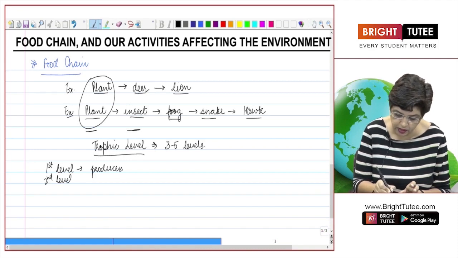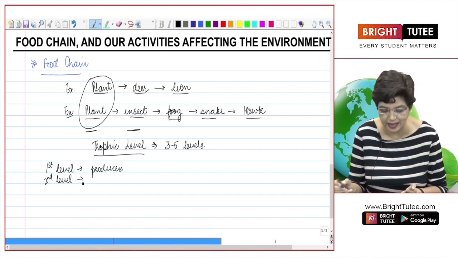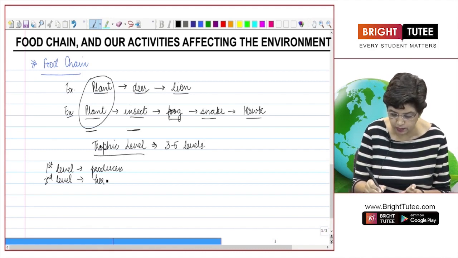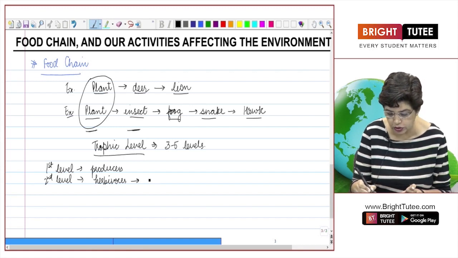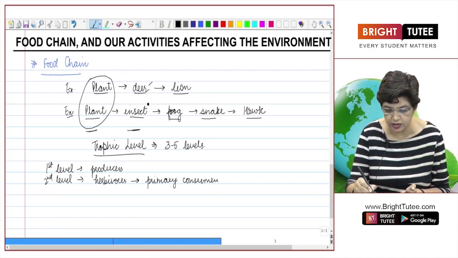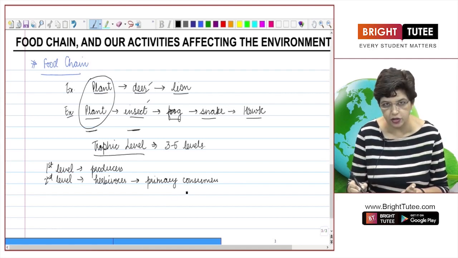The second level, second trophic level contains the herbivores, which we also called as primary consumers. So in this case, the deer and the insect, they are the primary consumers.